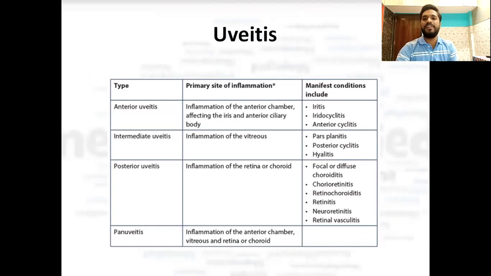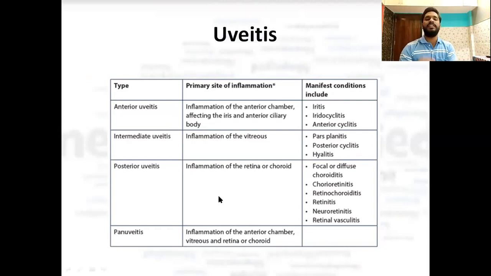So now anterior uveitis, that is inflammation of the anterior chamber, right? It affects the iris and the anterior ciliary body only. So what are the conditions seen in anterior uveitis? It can be iritis, iridocyclitis, and anterior cyclitis. Now talking about intermediate uveitis, it is the inflammation of the vitreous, right? So it manifests as pars planitis, posterior cyclitis, or hyalitis.